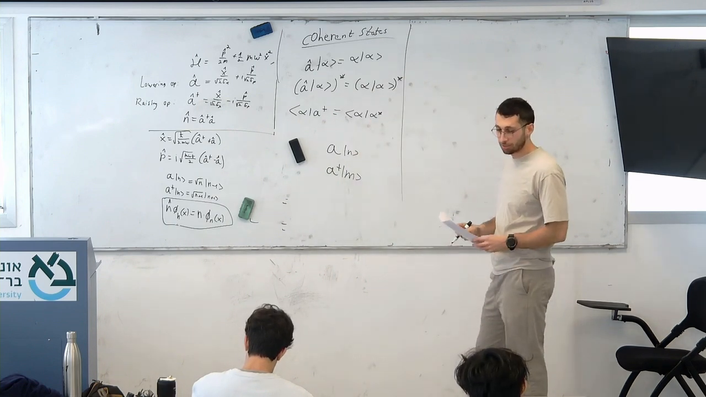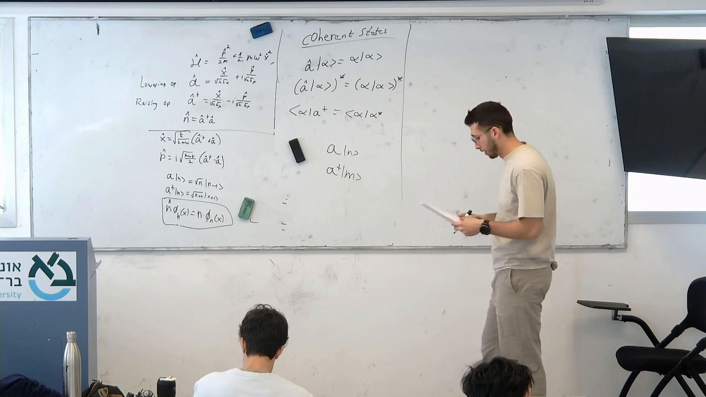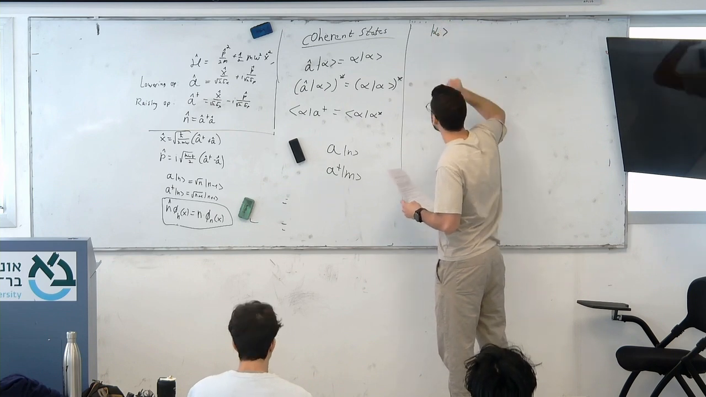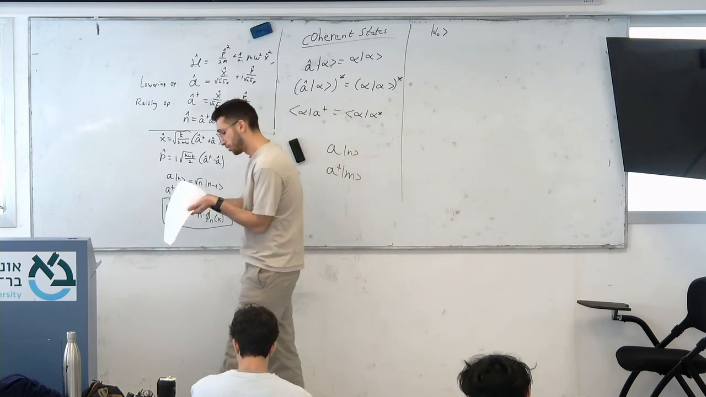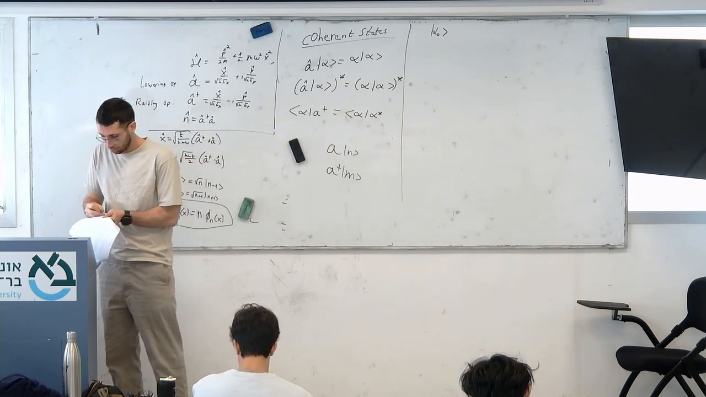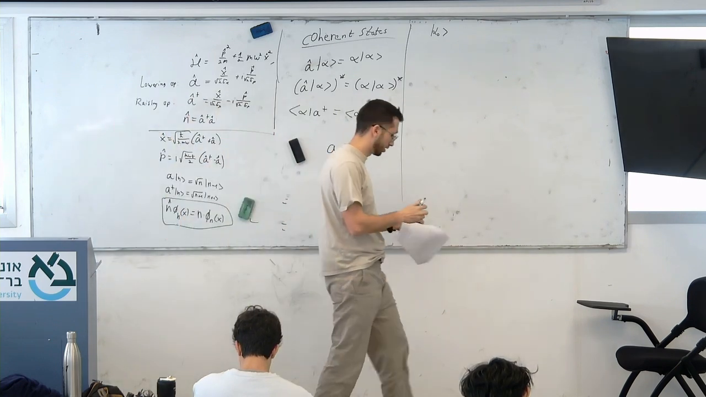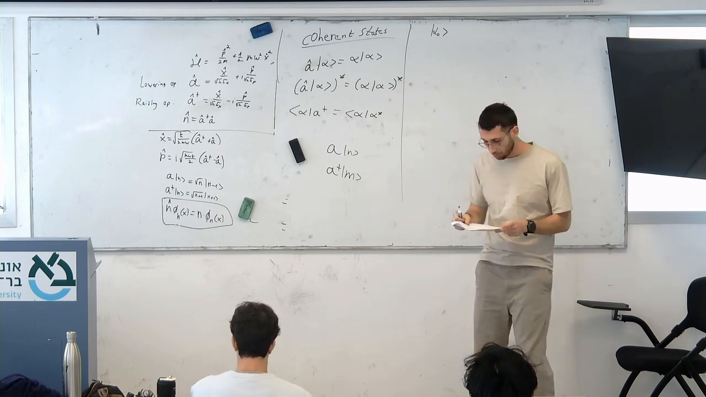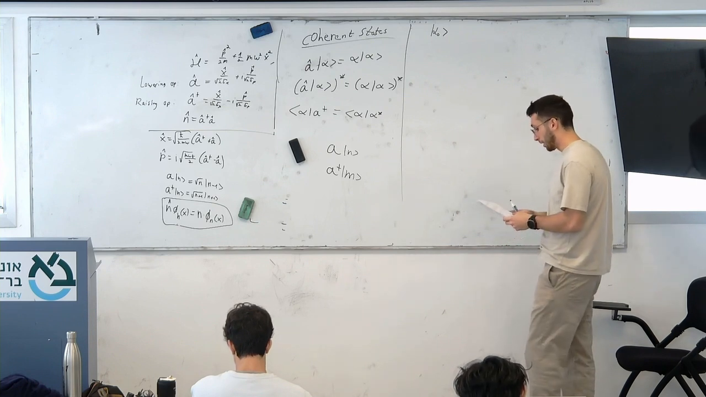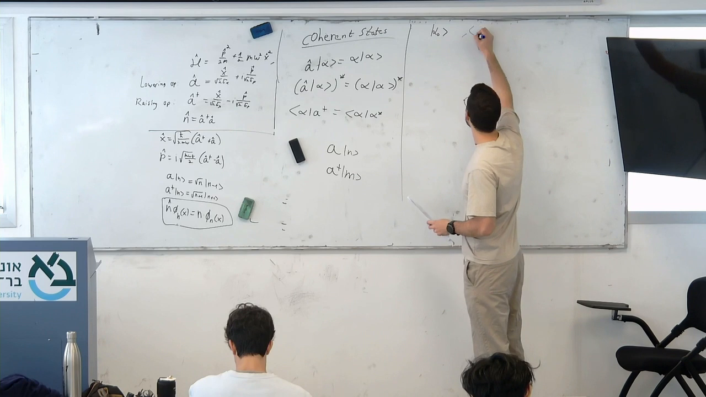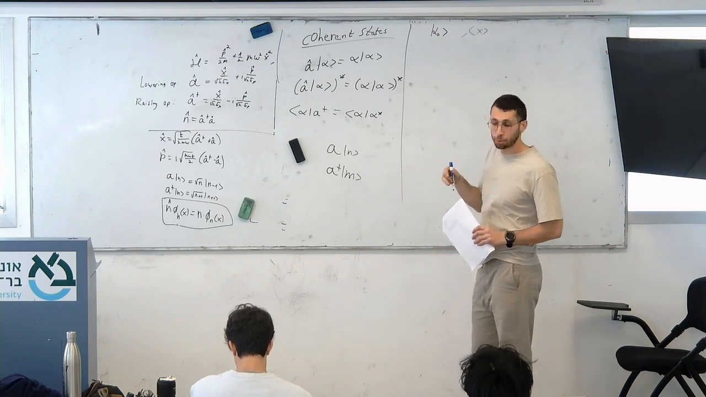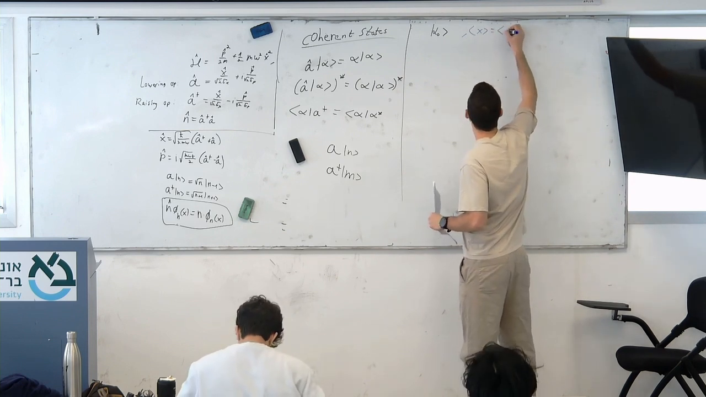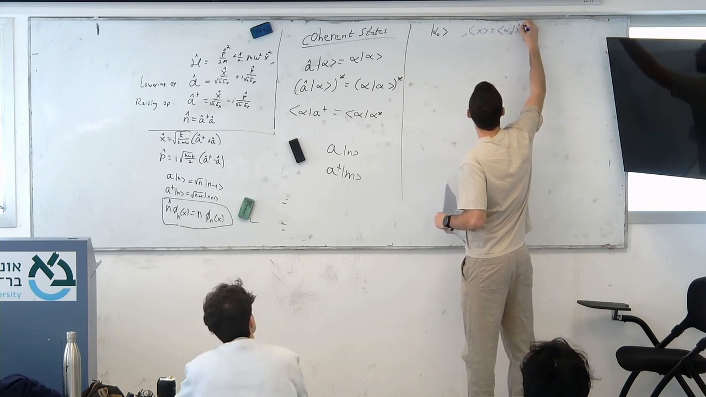Questions? Right, let's do an example. Let's assume we have some particle in a coherent state alpha naught. We want to find the expectation value of x with regards to this coherent state. Meaning, we want to calculate what is <alpha naught|x operator|alpha naught>.